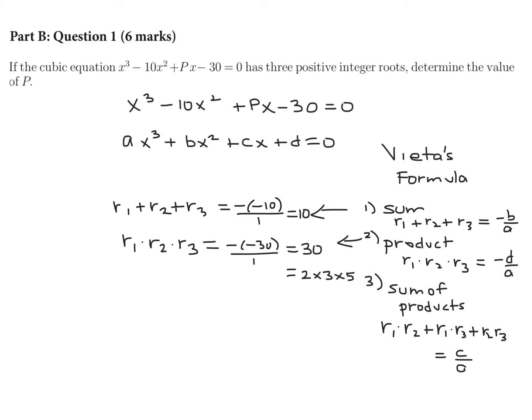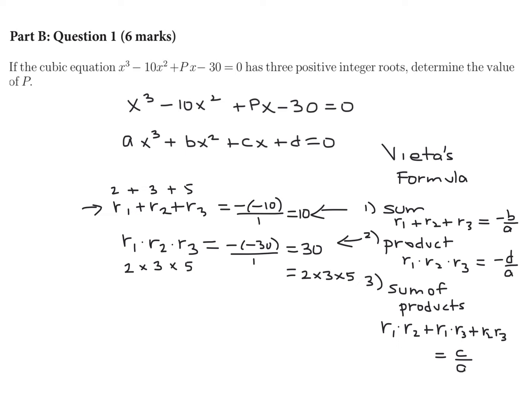Let's say I assign R1 to be 2, R2 to be 3, and R3 to be 5. If I multiply them, they would of course equal 30. But what happens up here? If R1 is 2, R2 is 3, and R3 is 5, they add up to 10. So that works. Perfect. So the assignment that I gave just from basic experimentation works.